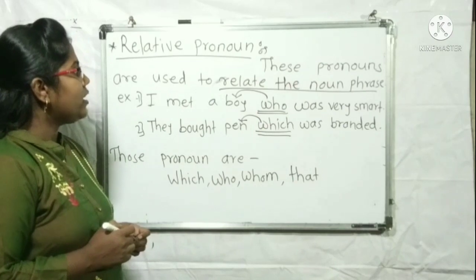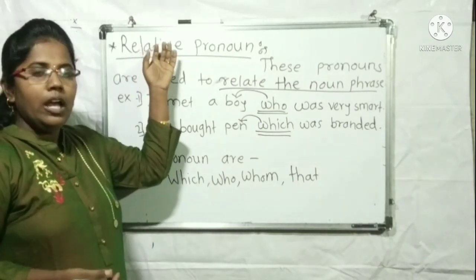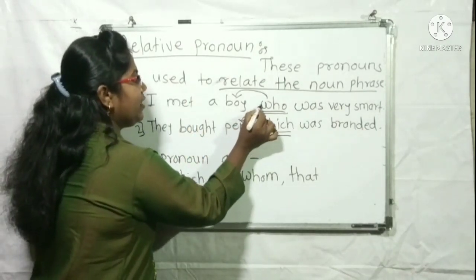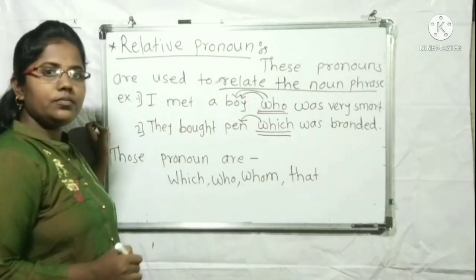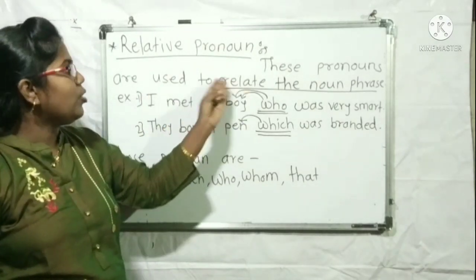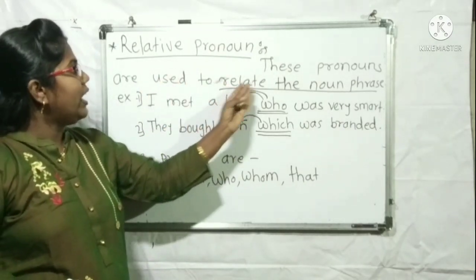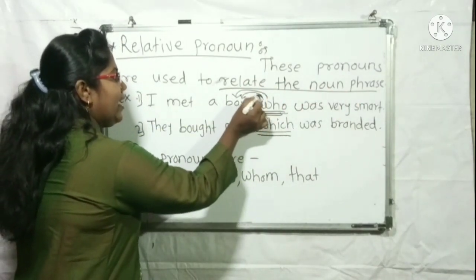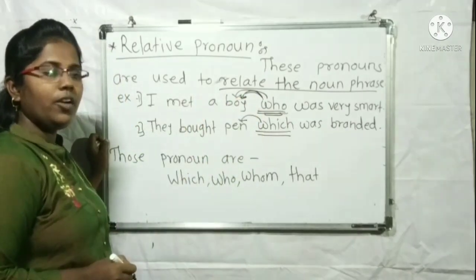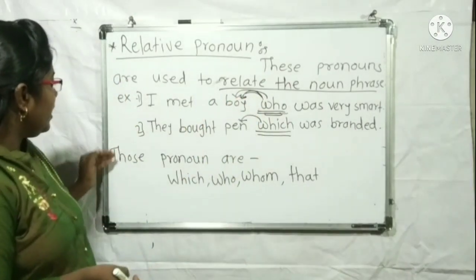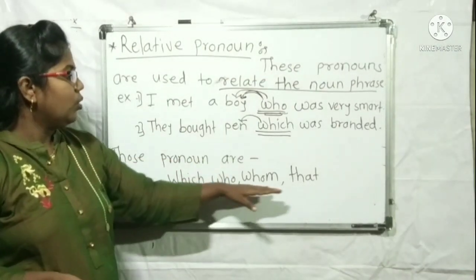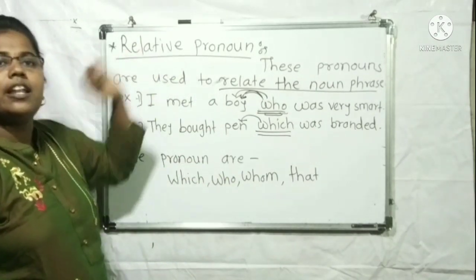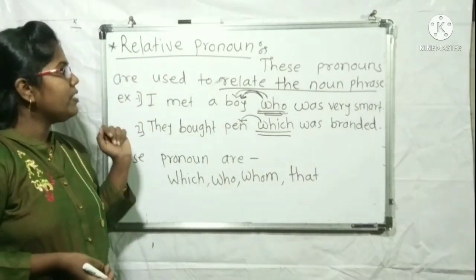Here is one trick to identify or remember a relative pronoun: always, before a relative pronoun, there is a noun. Because as in the definition I told you, these pronouns are used to relate the noun phrase, that's why before these pronouns there is definitely a noun. Then which are those pronouns? Those are which, who, whom, that, etc. We use those pronouns as relative pronouns. This is all about the relative pronoun.